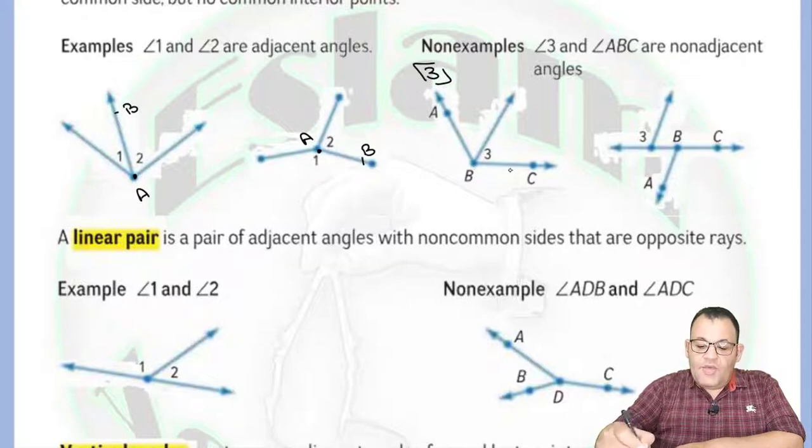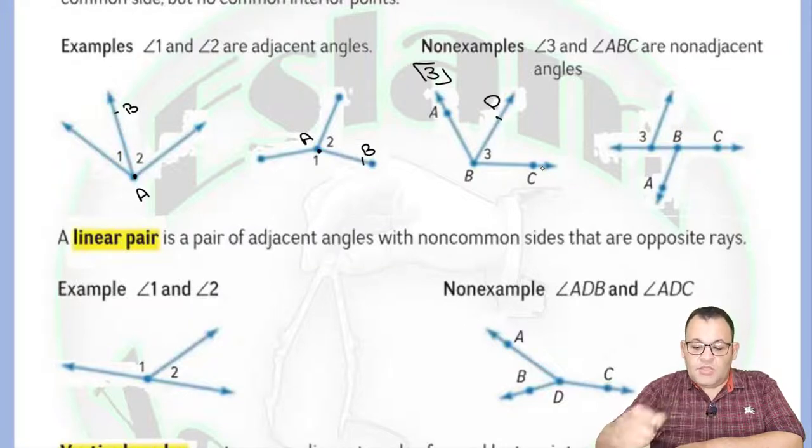But for example number 3, can we say we have adjacent angles? For angle ABC and angle number 3, they must be beside each other. Here angle 3 is a part of angle ABC. We can say that angle ABD and angle DBC are adjacent angles. But angle ABC and angle 3 are not adjacent, because angle 3 is a part of angle ABC.